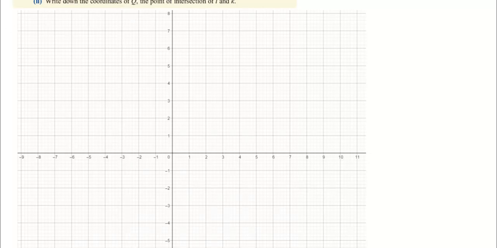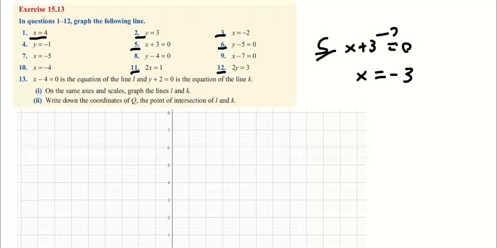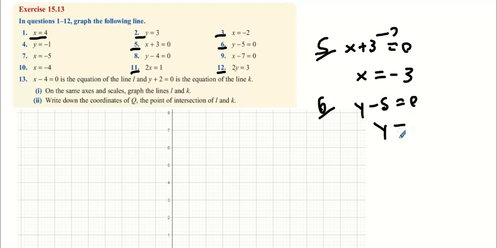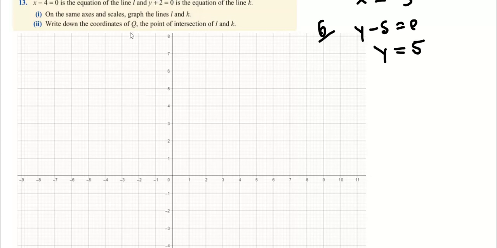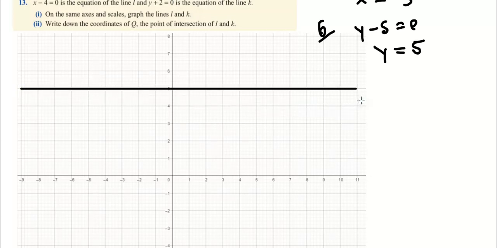You should probably pause and have a go yourself now. See how you go. Do questions 6, 11, and 12. So now on question 6, we have y minus 5 equals 0, and quite simply y equals 5. So here we are. This is the line y equals 5. That's that done.